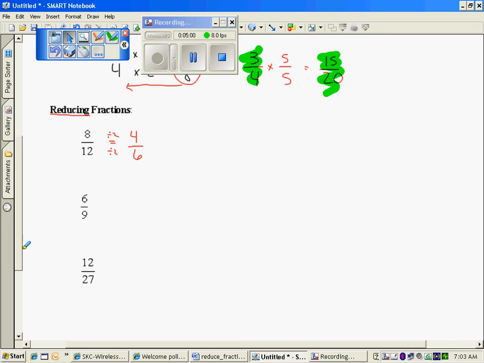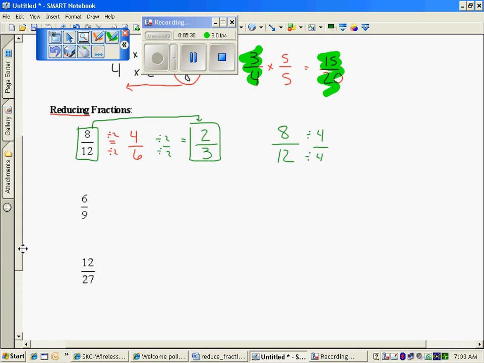I can continue with the 4/6. I can divide by 2 again. And remember, what you do to the numerator, you must also do to the denominator. 4 divided by 2 is 2. 6 divided by 2 is 3. So 8/12 in its simplest form is 2/3. I could have right away noticed that 4 goes into each one of these numbers evenly, meaning no remainder. 8 divided by 4 is 2. 12 divided by 4 is 3. So 2/3 in one step versus 2 steps.